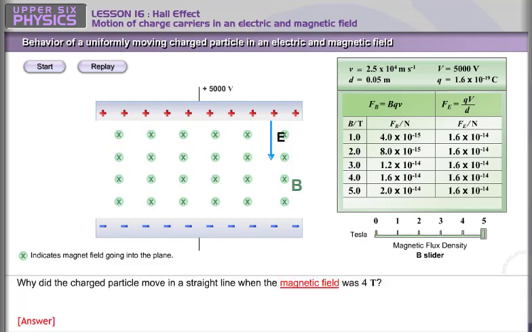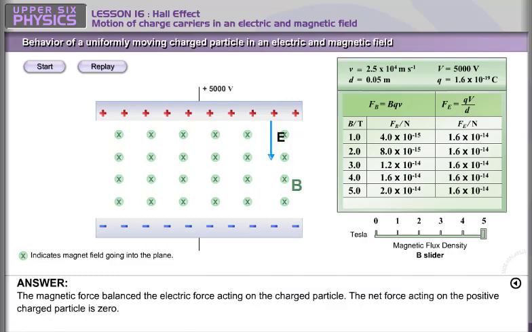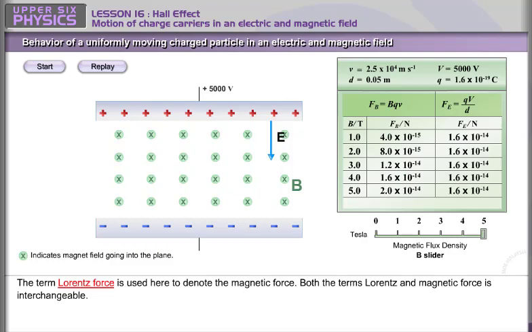Why did the charged particle move in a straight line when the magnetic field was 4 Tesla? Answer. The magnetic force balanced the electric force acting on the charged particle. The net force acting on the positively charged particle is 0. The term Lorentz force is used here to denote the magnetic force. Both the terms Lorentz force and magnetic force are interchangeable.